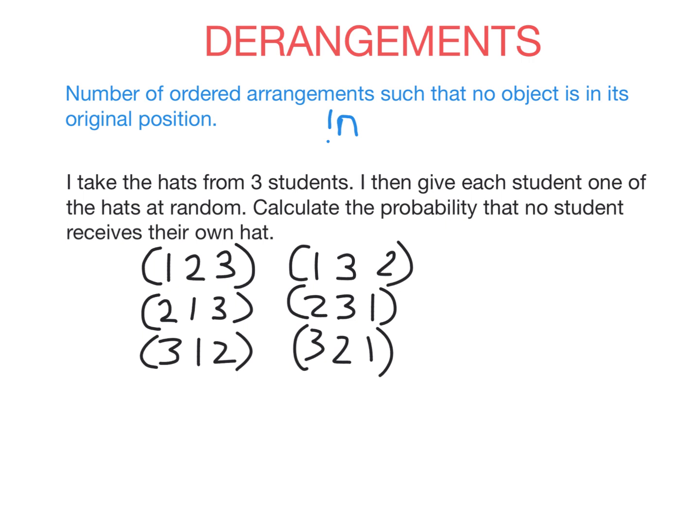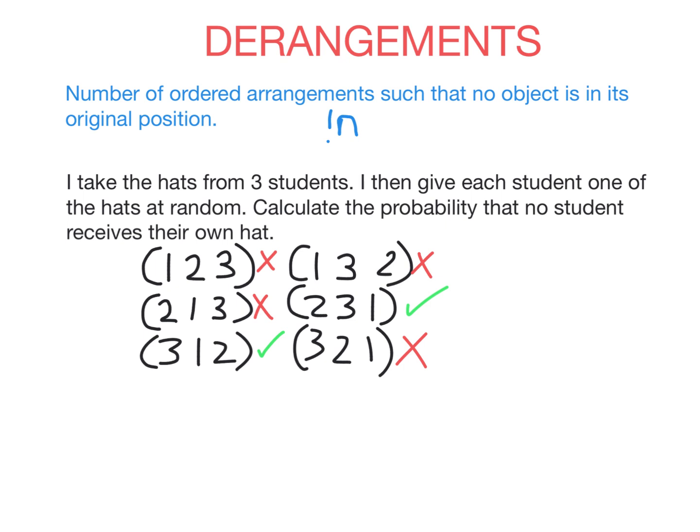We want the ones such that no object's in its original position. So here, 1, 2, and 3 are in their original position. Here, 1 is in its original position. So neither of these is a derangement. In this one, 3 is in its original position. It's not a derangement. But here, 2, 3, 1, none of the objects is in its original position. Same here, 3, 1, 2, that's a derangement. None of the objects in its original position. This last one is not a derangement because 2 is in its original position.